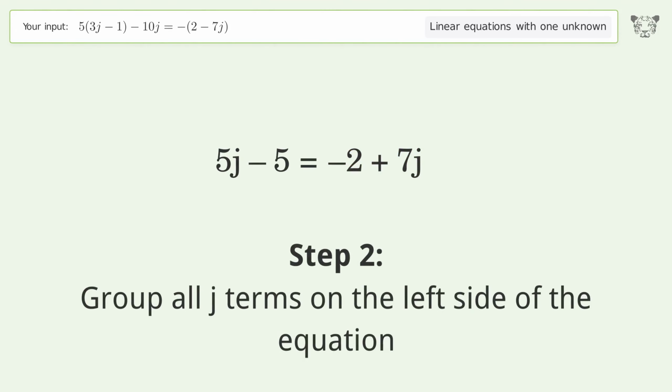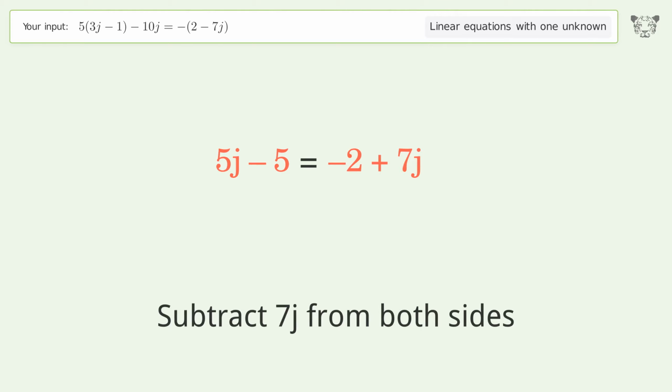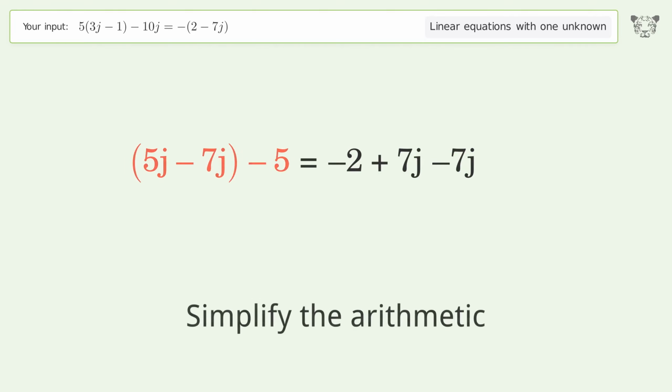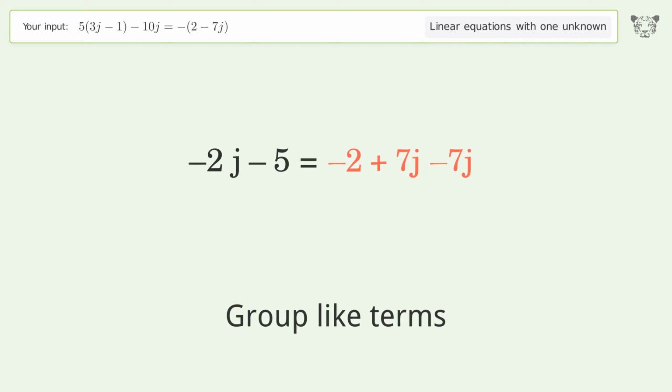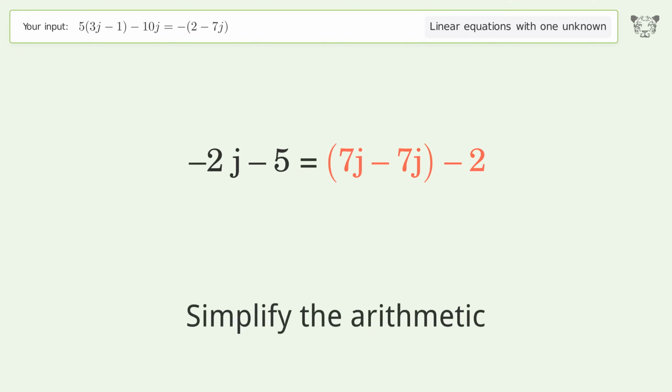Group all j terms on the left side of the equation. Subtract 7j from both sides. Group like terms. Simplify the arithmetic. Group like terms. Simplify the arithmetic.